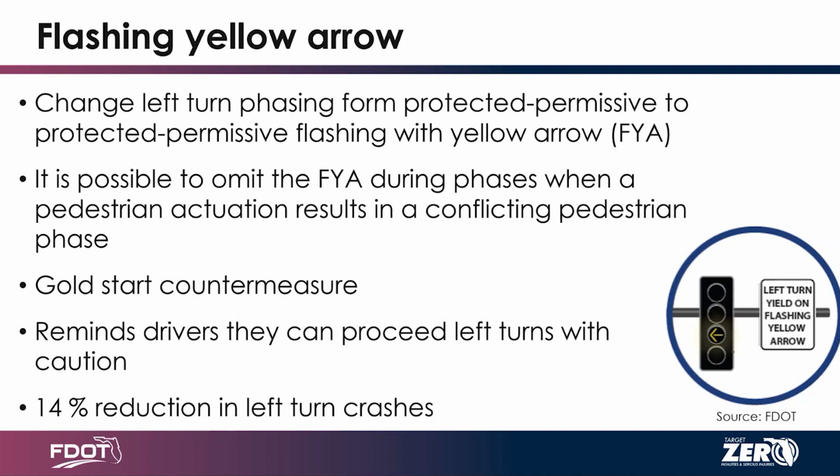The problem with them though is that when you start getting complaints, you have to be strong on your decision making and keep it protected. Because it's very easy, when you have that up versus a 3-section head, to start kind of cheating with when it's protected versus permissive, so that you can push more people through if you haven't had a crash in a while, and then the crashes pick back up again. So that's one of the downsides of the flashing yellow arrow, and something you've got to be careful with.